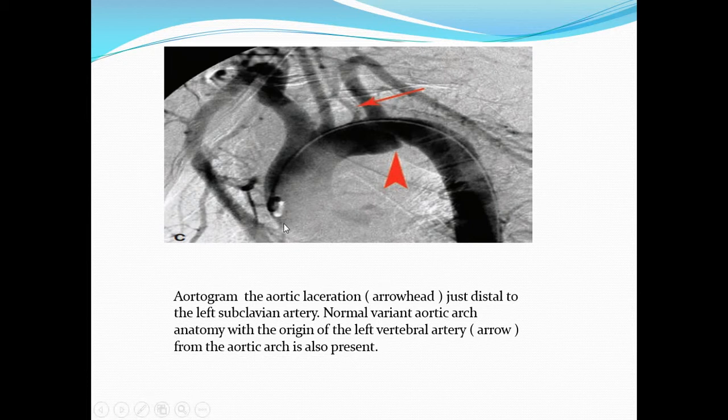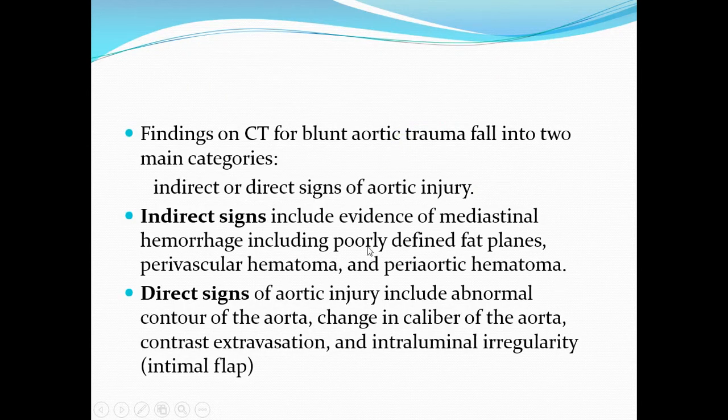For example, you can see here this aortogram shows a normal variant of the aortic arch. This is the left vertebral artery arising from the arch, and you can see here this, which looks like an aortic bump, but it is an aortic laceration. You can see the rather acute angle.